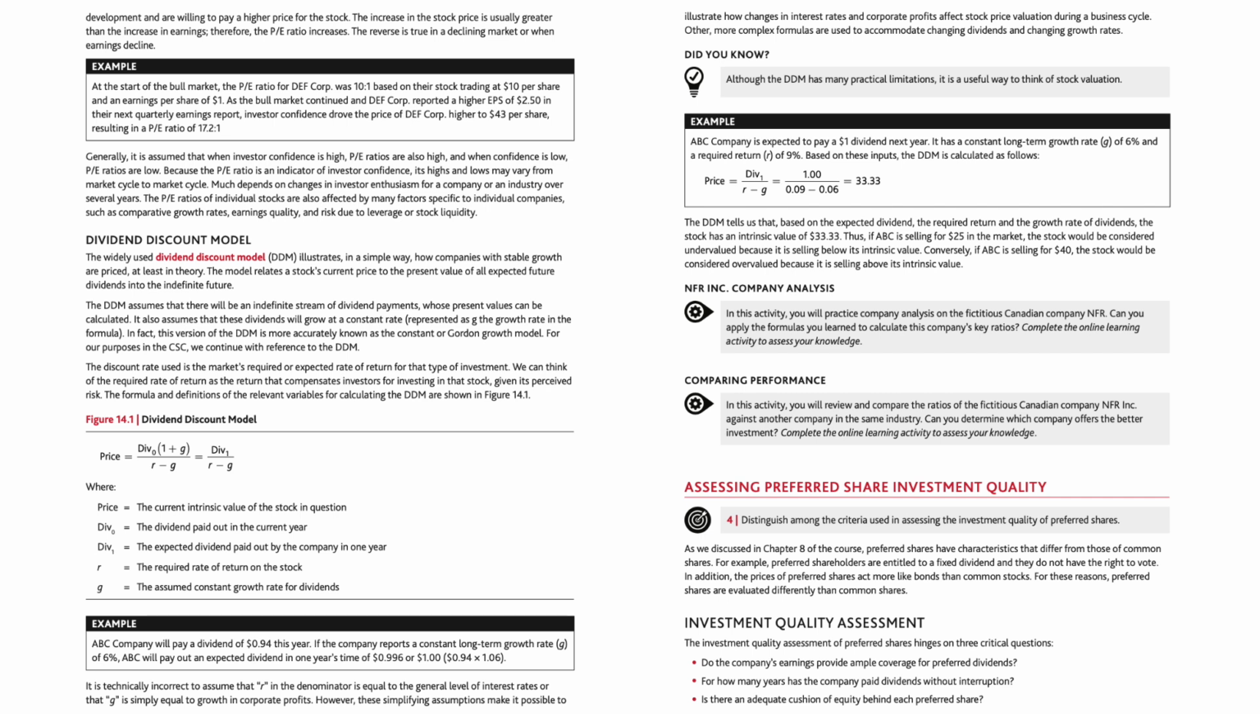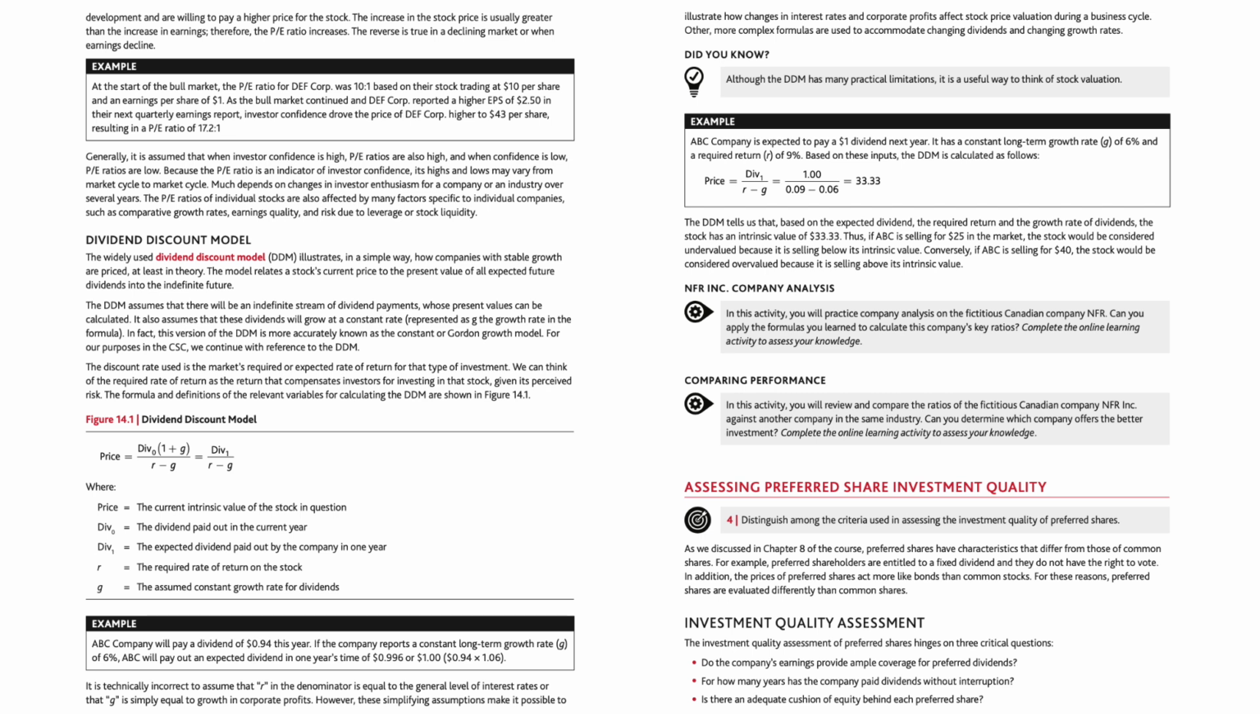It is technically incorrect to assume that R in the denominator is equal to the general level of interest rates or that G is simply equal to growth in corporate profits. However, these simplifying assumptions make it possible to illustrate how changes in interest rates and corporate profits affect stock price valuation during a business cycle. Other more complex formulas are used to accommodate changing dividends and changing growth rates. Did you know? Although the DDM has many practical limitations, it is a useful way to think of stock valuation.